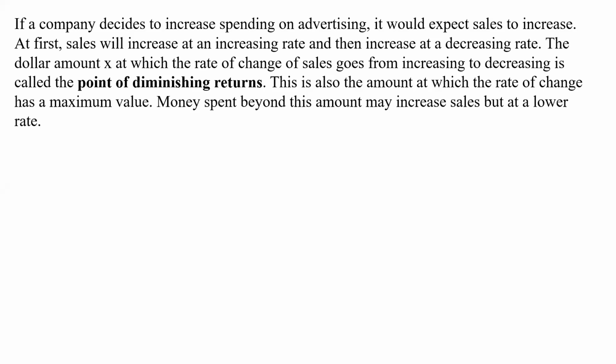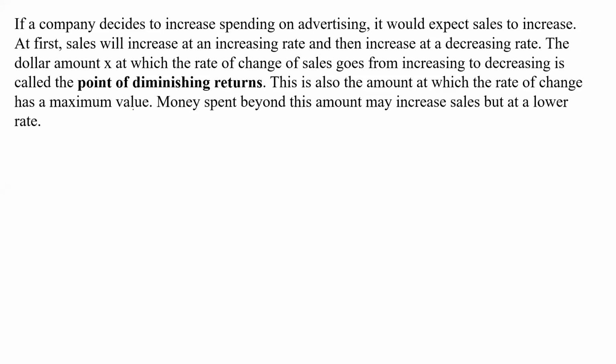All right, so if a company decides to increase spending on advertising, it would expect sales to increase. Now, at first, sales will increase at an increasing rate and then increase at a decreasing rate. So basically, this slows down. Now, the dollar amount x at which the rate of change of sales goes from increasing to decreasing is called the point of diminishing returns.